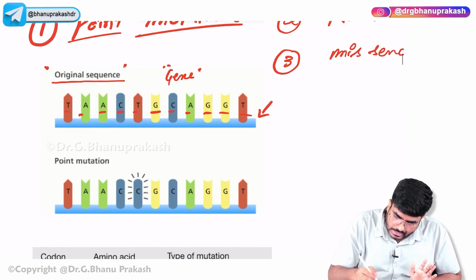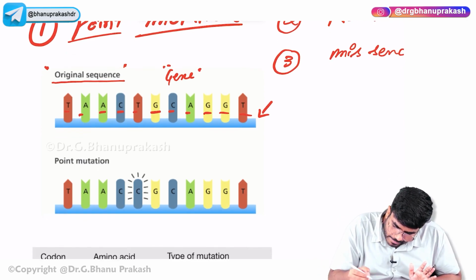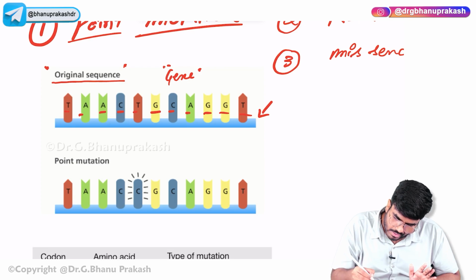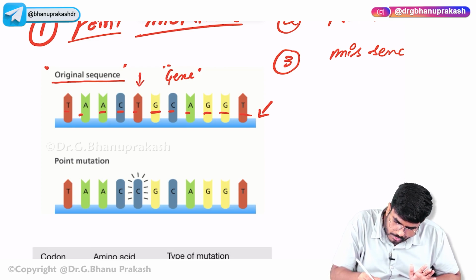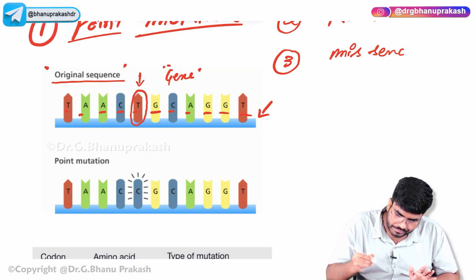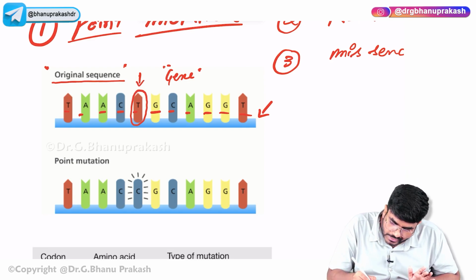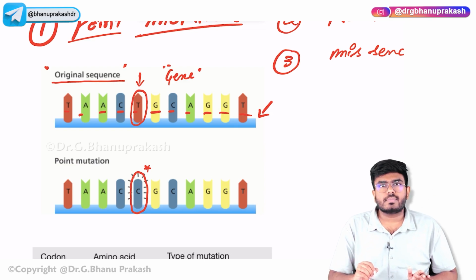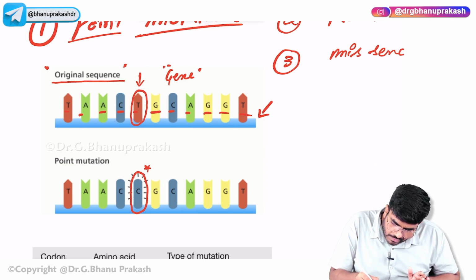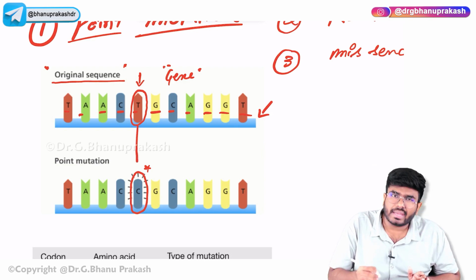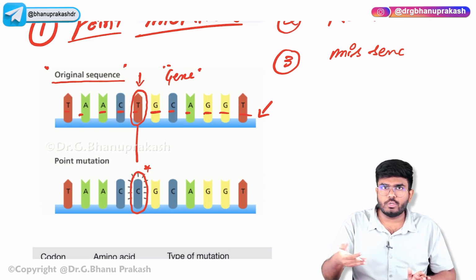Now, in this gene, at this place, for example this area, it was supposed to be T. There was supposed to be thymine. But instead of thymine, there is C. Instead of thymine, you have adenine, guanine, thymine, cytosine. These are the nucleotides, right?